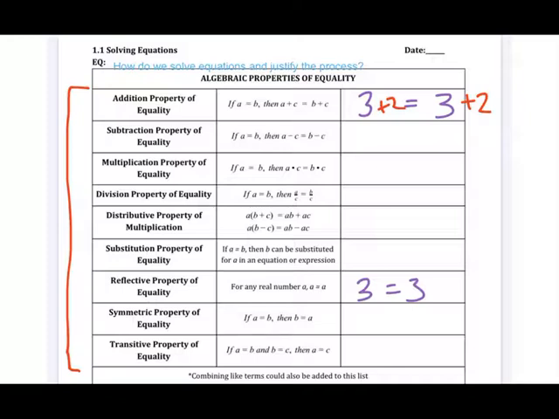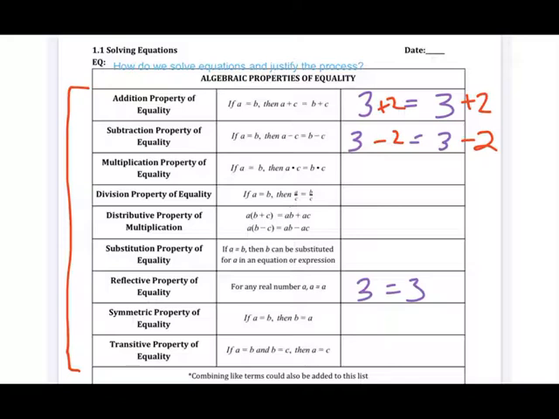The same thing holds true with subtraction. If A is equal to B, then A minus C is equal to B minus C. So I'm going to use 3 again. 3 is my favorite number, if you haven't noticed. So if 3 is equal to 3, then I could subtract 2 on both sides, and I would still have a statement that is equal. 3 minus 2 is 1. 3 minus 2 is 1. It's going to be the same. So we are allowed to add and subtract as long as we do it on both sides, and as long as we are adding and subtracting the same number.